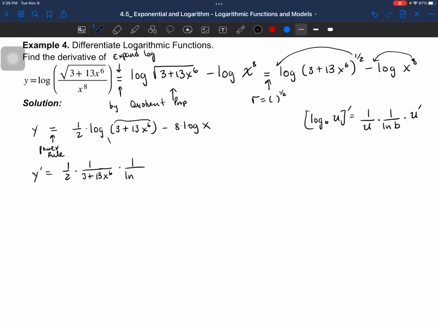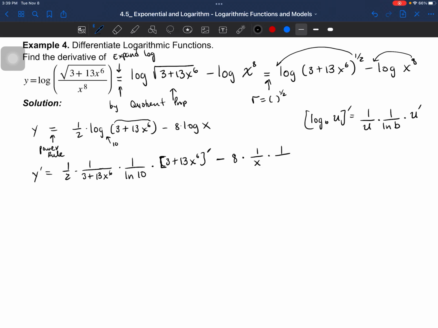So follow this pattern. We're gonna have 1 over the inside, in this case 3 plus 13x to the 6, times 1 over the natural log of the base. Even though there's no base written there, the assumption is that it's always base 10. And multiply now by the derivative of the inside. I'll put this in a box, that way we can remember that we're going to take the derivative of this. All right, so that's the derivative of the first term.